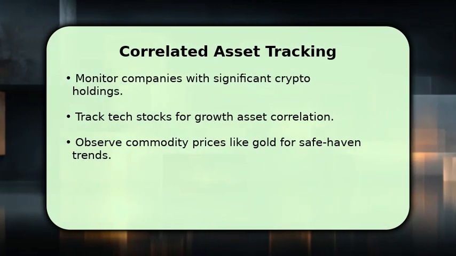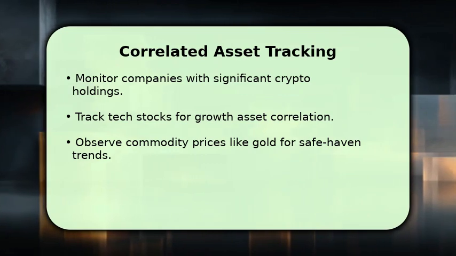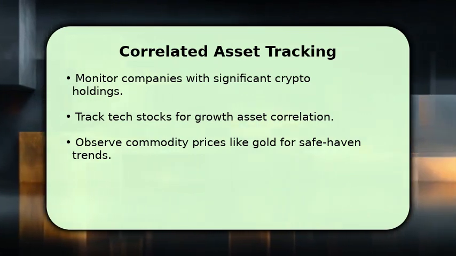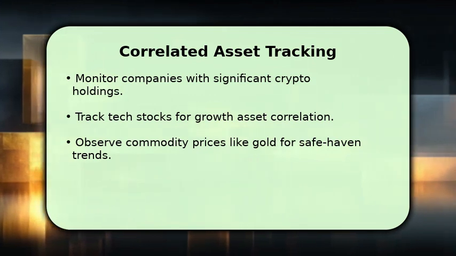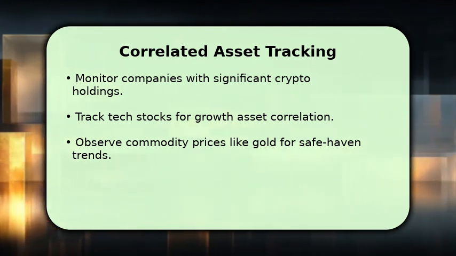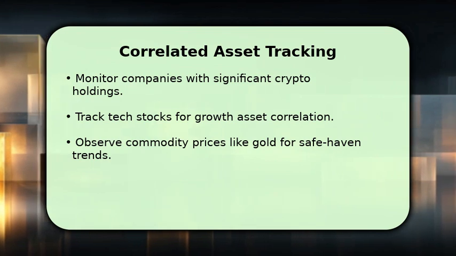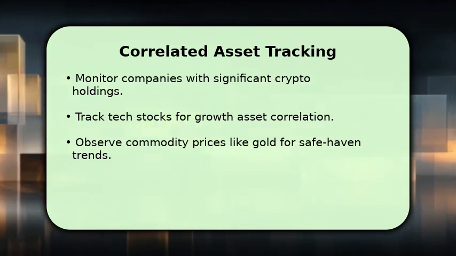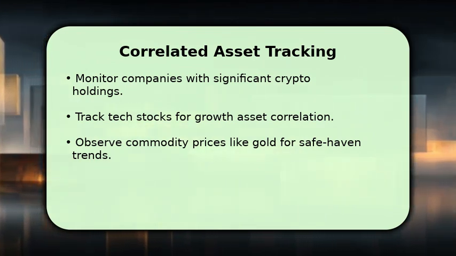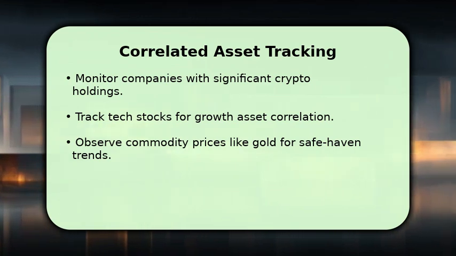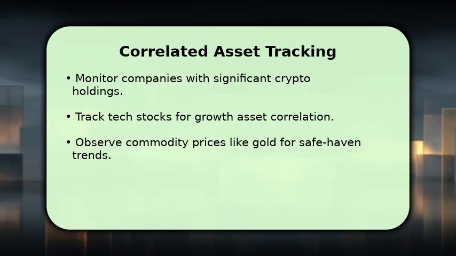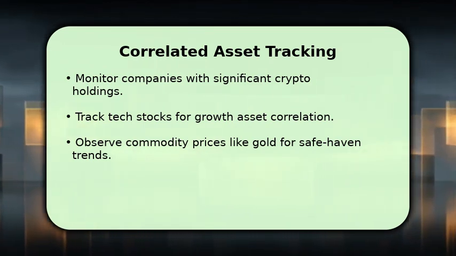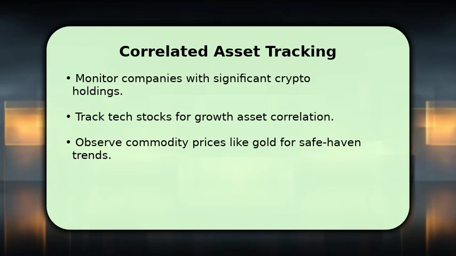You can use Finviz to track traditional assets that often correlate with cryptocurrencies. For example, monitoring companies like MicroStrategy, which holds substantial Bitcoin, can offer indirect insights. Additionally, observing the performance of growth-oriented tech stocks or even safe haven assets like gold can provide clues about investor behavior and potential shifts in the crypto market.